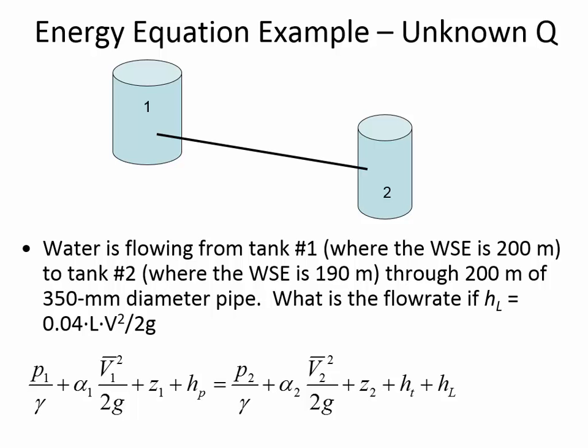have Z1 minus Z2 is 10 meters, then the 0.04, 200 meters for the length, V squared is our unknown. Solving for that, 4.95 meters per second. Multiply that by the cross-sectional area, and we get a volumetric flow rate of 0.476 cubic meters per second.